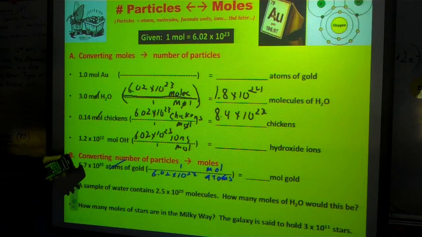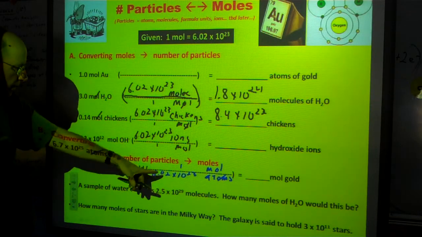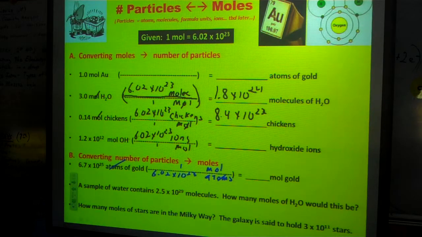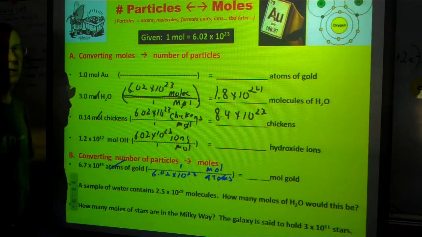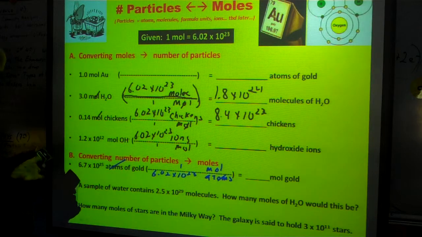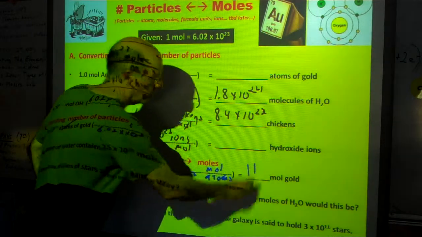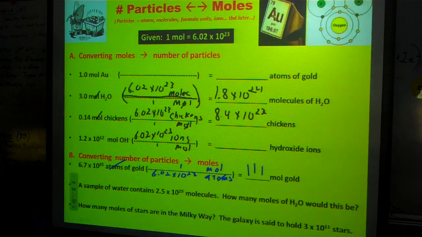And the answer should be something like, this is to the 25th, this is to the 23rd, so this is 2 bigger, it's in the neighborhood of 100. Your answer should be fairly close to 100. Let's try it. Clear. 6.7 EE25 times 1, hit enter, divide by 6.02 EE23, there you go, it's 111, which is what we predicted, about 111 moles.